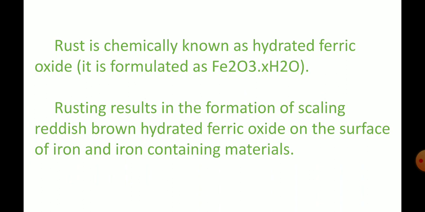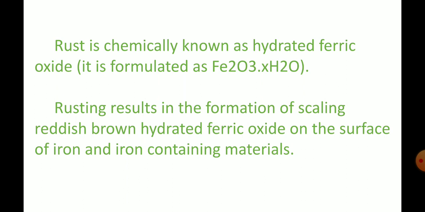Some water molecules are associated with it, and so it's called hydrated ferric oxide, and its formula is Fe2O3·xH2O. A number of water molecules are associated with this rust. So it's given as Fe2O3·xH2O. The original Fe, that is iron, is converted into Fe2O3·xH2O as a result of corrosion. So rusting can be considered as an example of corrosion.